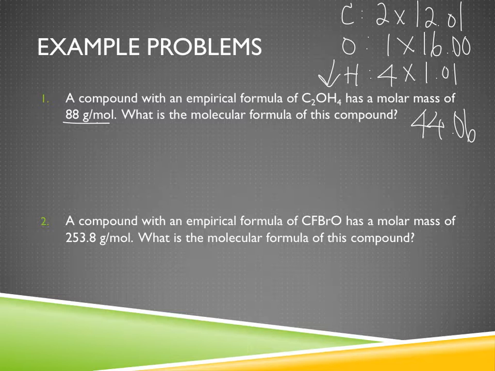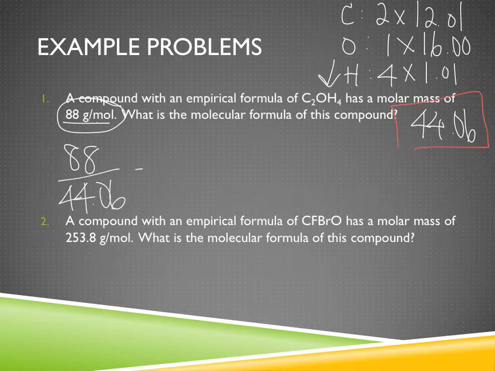So now what I need to do is take the actual molar mass I'm given and divide it by the molar mass of the empirical formula, and that will give me the integer that I need to multiply the subscripts of the empirical formula by. So plugging this in, we have 88 divided by 44.06, which gives me 2. So now I need to look at my empirical formula of C2OH4 and take each subscript and multiply it by 2.